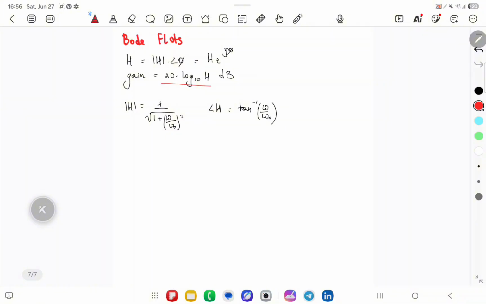A Bode plot usually has both magnitude and phase plots, but in this lecture set, I'll only focus on magnitude plots. So the gain in this case can be expressed as minus 20 logarithm to the base of 10 of the square root of 1 plus omega over omega 0 squared. Please remember that this is true.